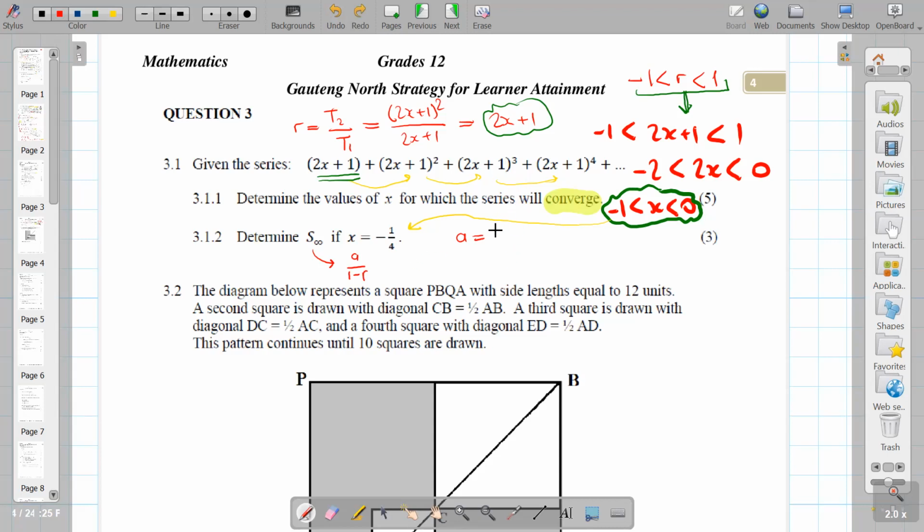So 2 times minus 1 over 4, plus 1. It's going to become 1 over 2. Okay. So R is going to be 1 over 2 as well. So you have both A and R as 1 over 2. Then you can use the formula: 1 over 2 over 1 minus 1 over 2. The calculator gives you a good 1 here. Okay. So that will be the answer.